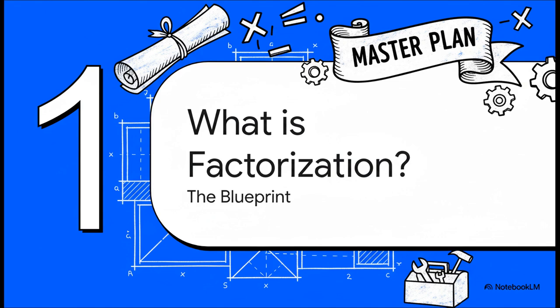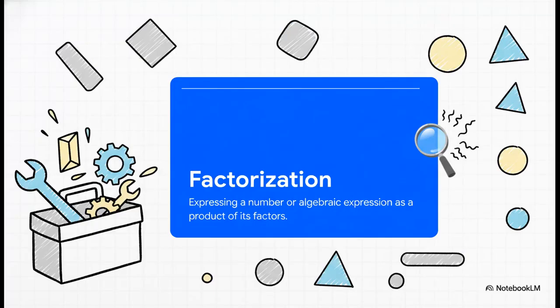Okay, so if we're going to deconstruct anything, we can't just wing it, right? We need a plan, a blueprint, and that blueprint is factorization. So what is it exactly? Well, think of it as the master plan for making sense of all this stuff. So here's the textbook definition, but don't worry, it's pretty simple. Factorization is just the process of figuring out what things you can multiply together to get the original number or expression. It's kind of like multiplication, but in reverse. Instead of building something, we're taking it apart to see what it's made of.